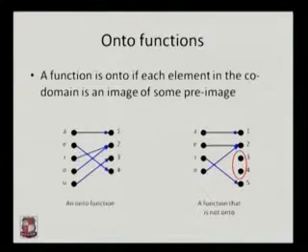Well, for the first one, here the range of the function is {1, 2, 3, 4} and the codomain is also {1, 2, 3, 4}. So the range of f is equal to the codomain, so that is an onto function, right?